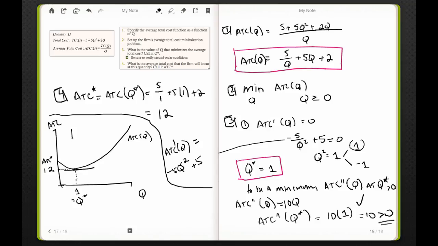And to ensure that this was a minimum, we had to make sure that the curve was bending upwards around Q star, which is the same thing as saying that the ATC double prime was greater than 0, which it was.